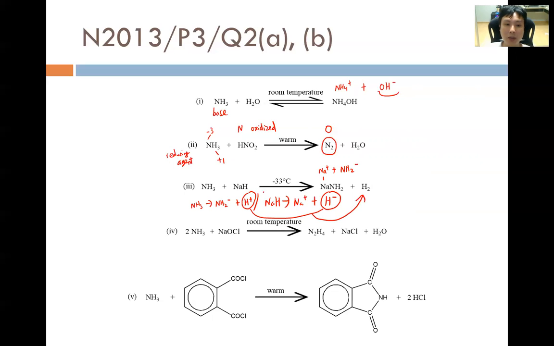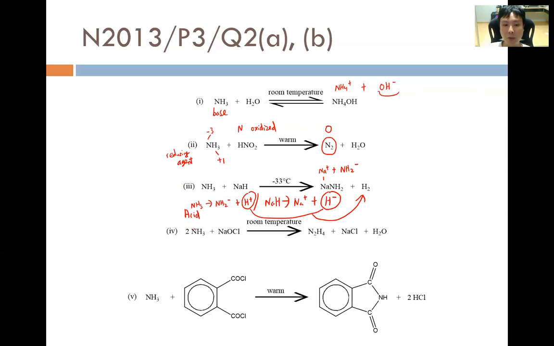In this case, if we look at the ammonia, it dissociates to form H+, so it's actually a proton donor. So based on the Bronsted-Lowry theory, we can say the NH3 here is an acid, because it's a proton donor. So that's for reaction 3.